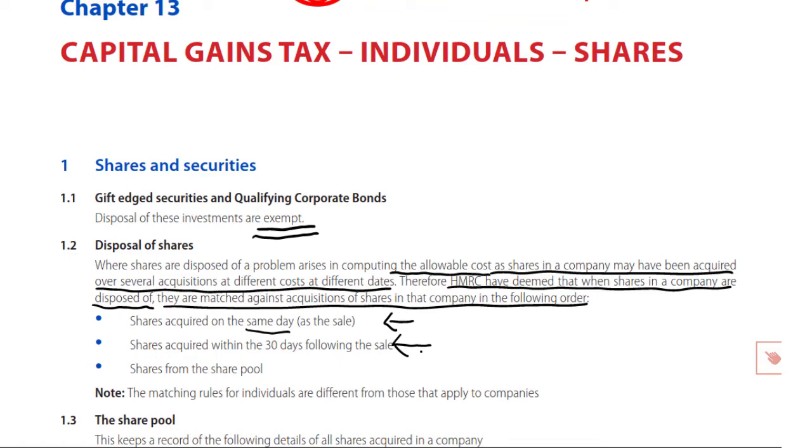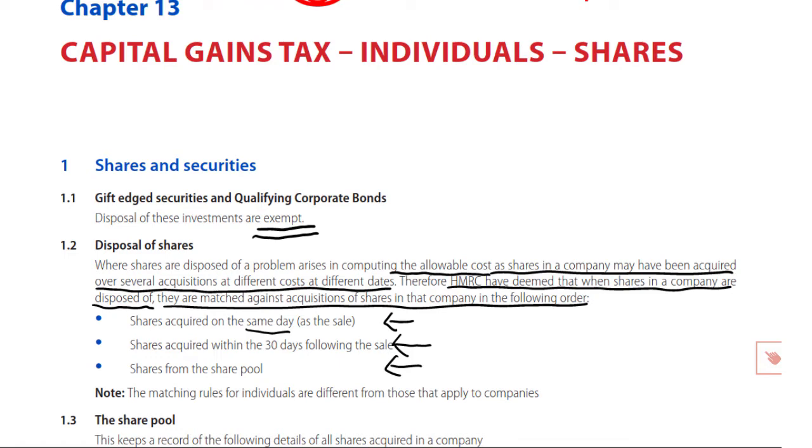So, shares bought on the same day, shares acquired within the 30 days following the sale, but then where most of your work will come from, shares from a share pool. So that rather than matching shares on a first in, first out or a last in, first out basis, we do it on an average basis. When shares are acquired, they are placed into a pool. So we will average out all those purchases at all those different costs, so that any shares sold from that share pool will be taken out at an average cost per share for all of the shares within the pool.